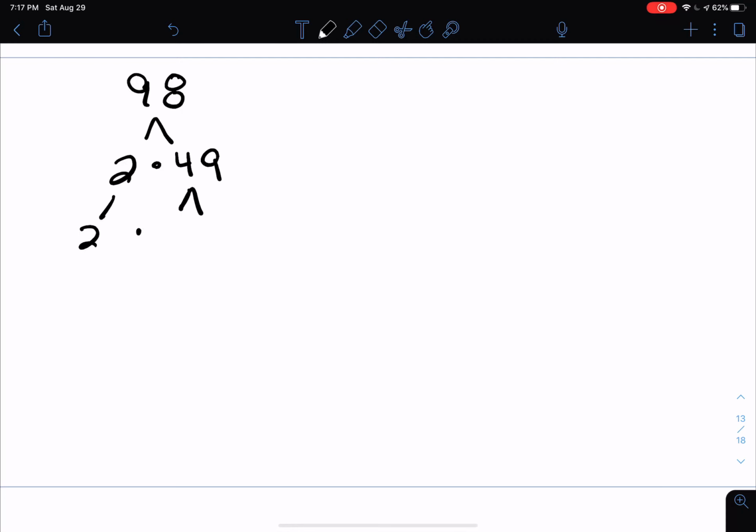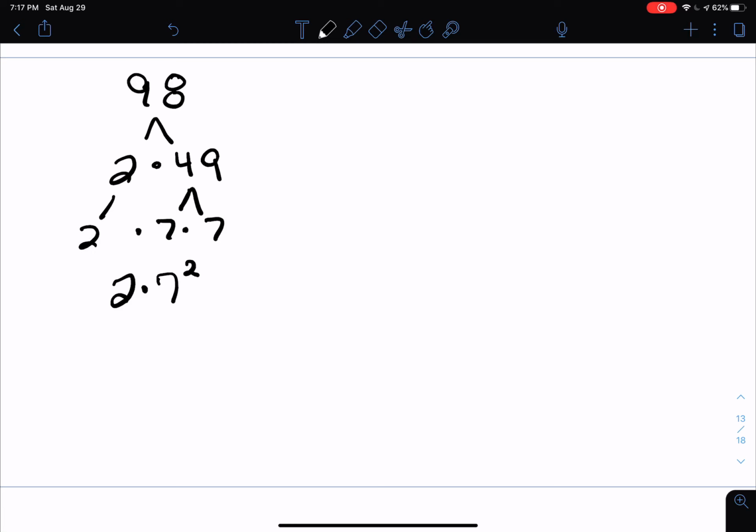All right, let's do another one. Let's do 98. My first thought when I see this is that it's even, so 2 goes in, and 2 goes in 49 times. 49, don't have much choice, breaks down to 7 times 7. So that's the same thing as 2 times 7 squared.